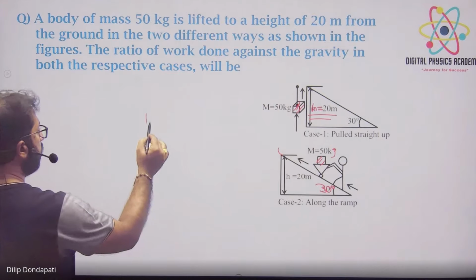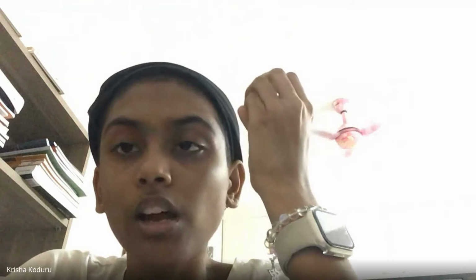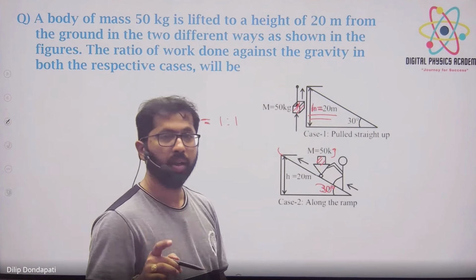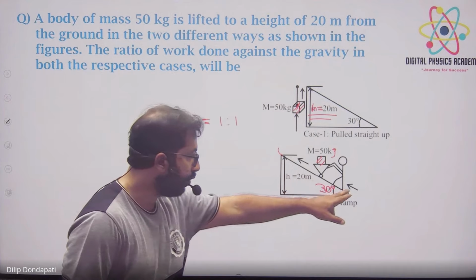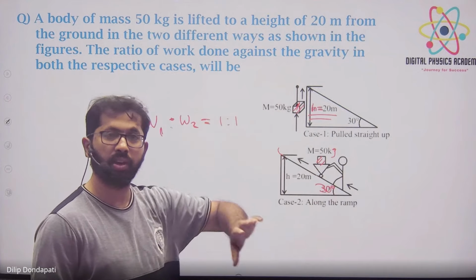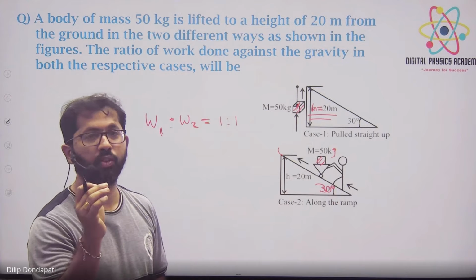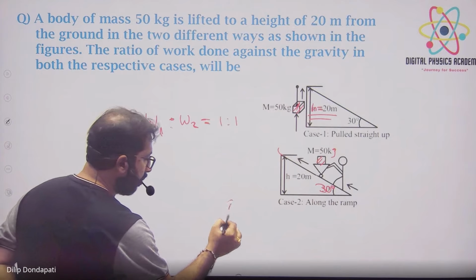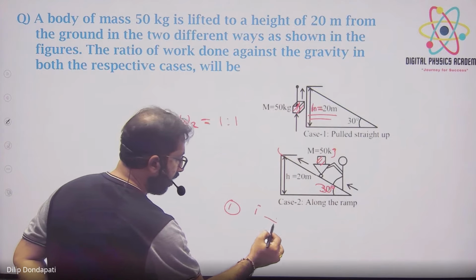So W1 is to W2... Sir, for that you told that they have to start from the same position and end at the same point. Yes, the initial and final points are the same. If you solve it by the normal method, you will get the same thing, the work done is the same, because for gravitational force, one condition is that the initial point and final point should be the same.